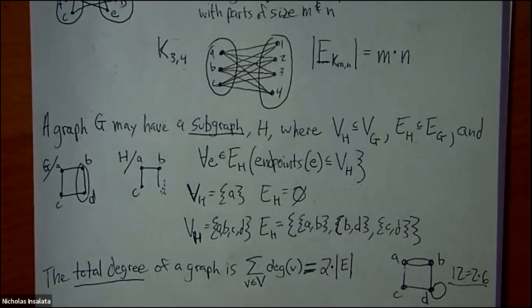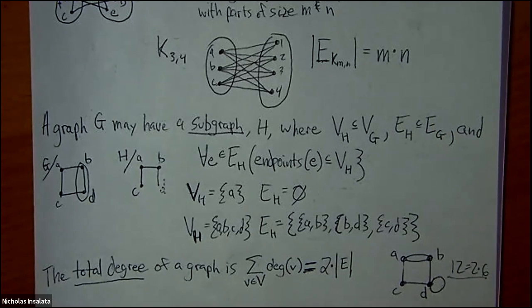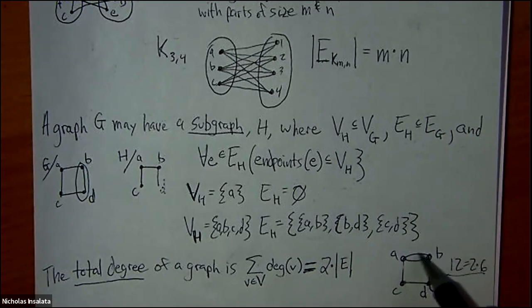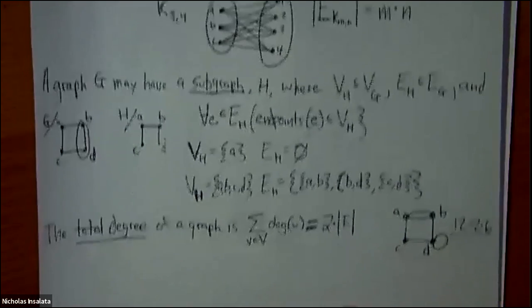And the reason why is because even on a loop, you're still contributing 2 to the total degree, right? And same thing with this parallel line up here. Well, this line contributes 1 to each of A and B. This one also contributes 1 to each of A and B, right? So we can actually go even a little bit farther here.